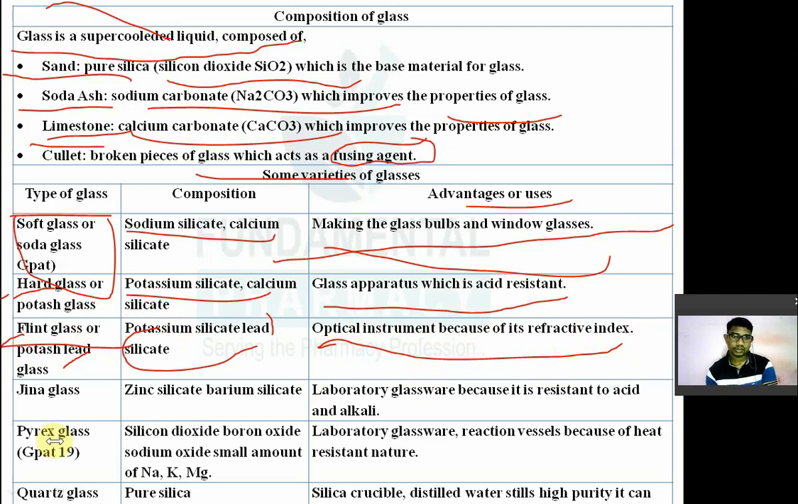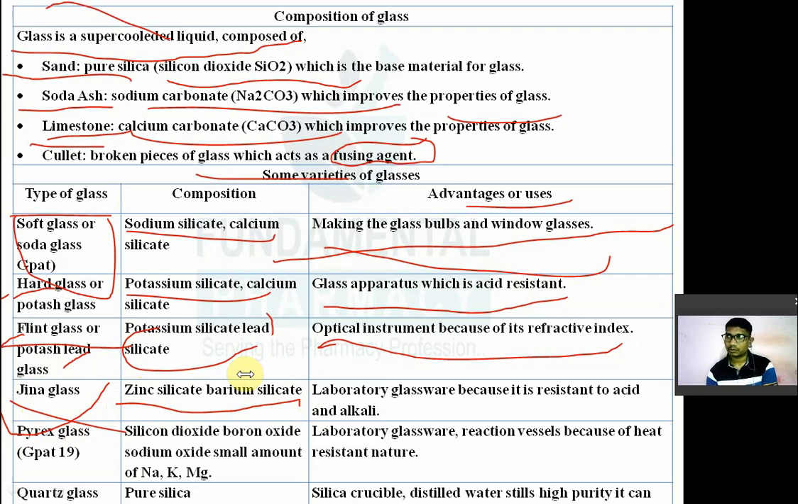Next one is Jena glass. Types of glass. In Jena glass you have zinc silicate and barium silicate. Remember, the glass of zinc silicate and barium silicate is called Jena glass. Now Jena glass is used for laboratory types of glassware.